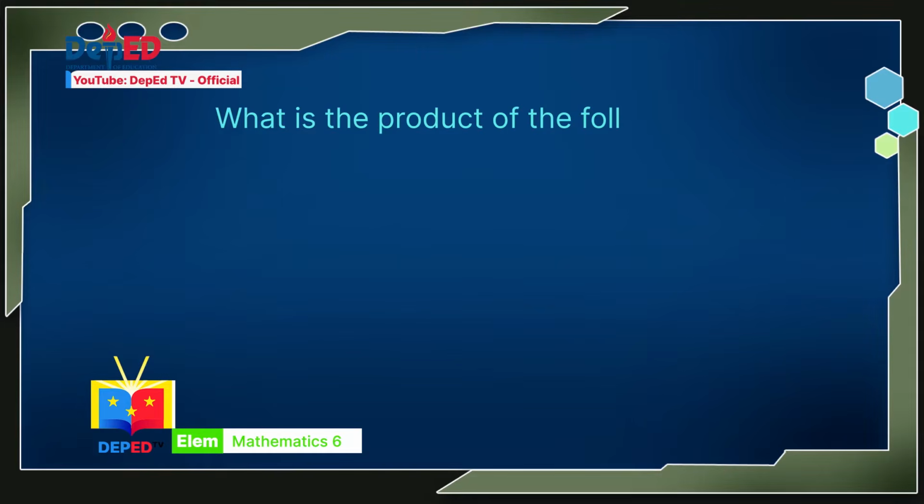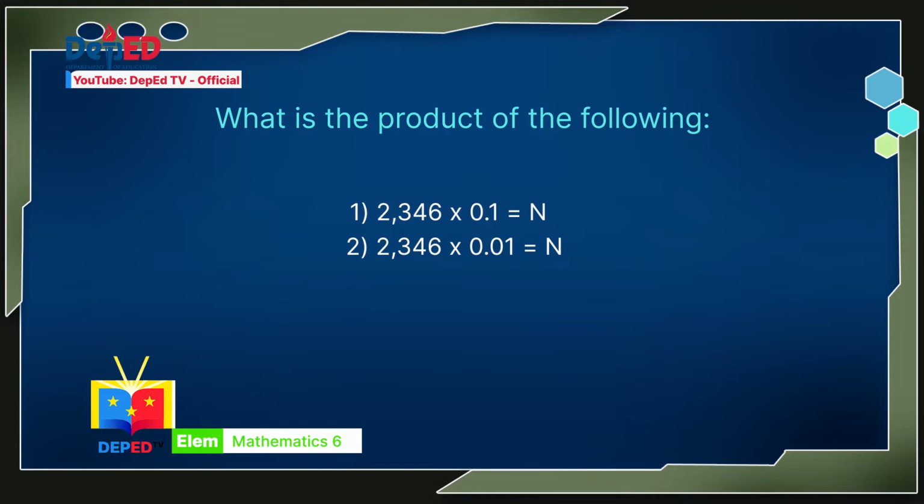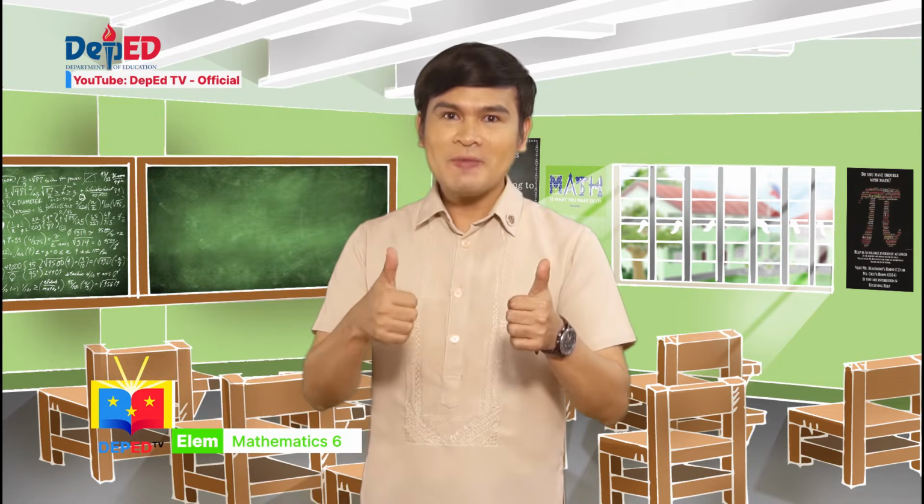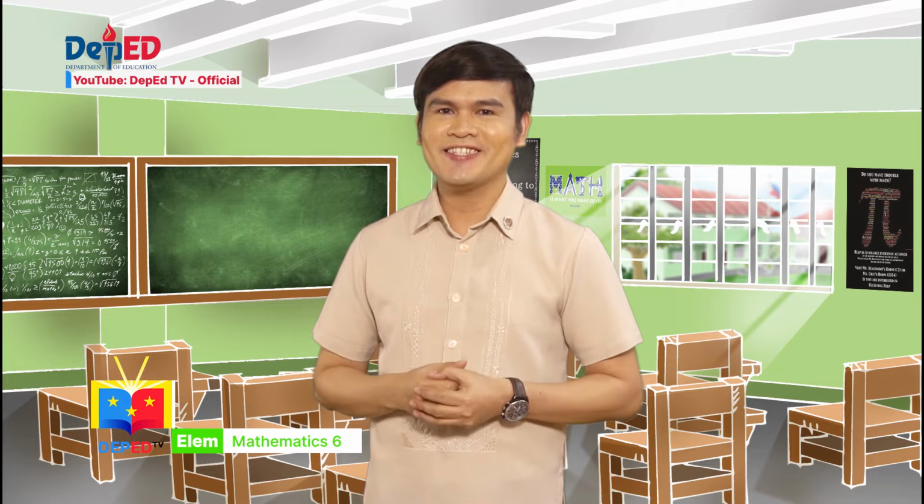What is the product of the following? Number 1, 2,346 times 1/10 equals n. Number 2, 2,346 times 100 equals n. Number 3, 2,346 times 1,000 equals n. Time is up! Let's check your answers.